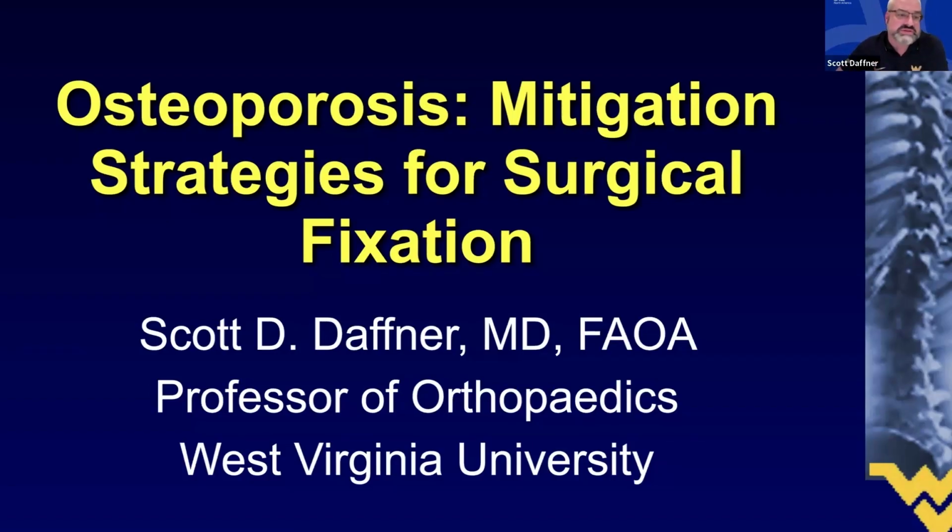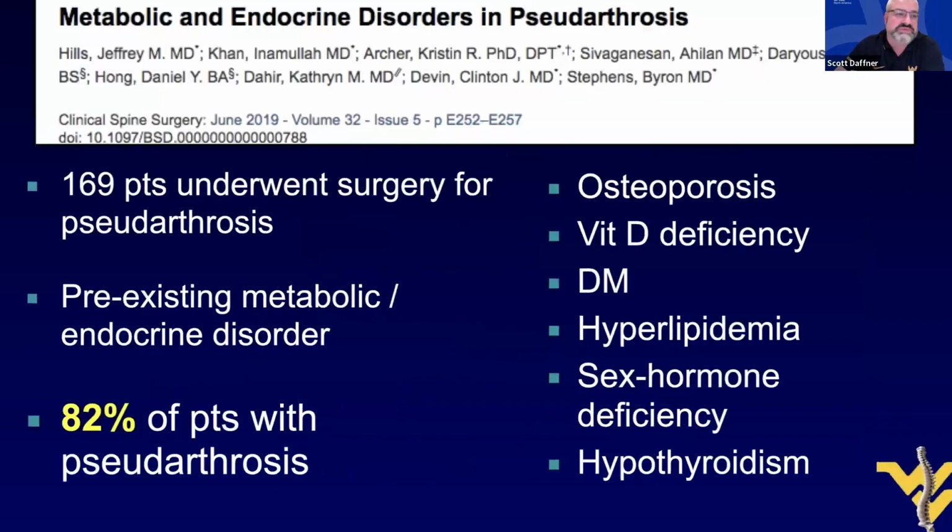All right, so kind of expanding on Brett's talk there, he touched on a lot of this stuff, but we're going to talk about some of these intraoperative strategies we have to get some success when we're dealing with this very difficult population of patients. I love this study because this looks at patients who had pseudoarthroses, and over 80% of those patients had some kind of metabolic problem. Chief among those was osteoporosis. So it's not a problem that is rare or is going to go away anytime soon.